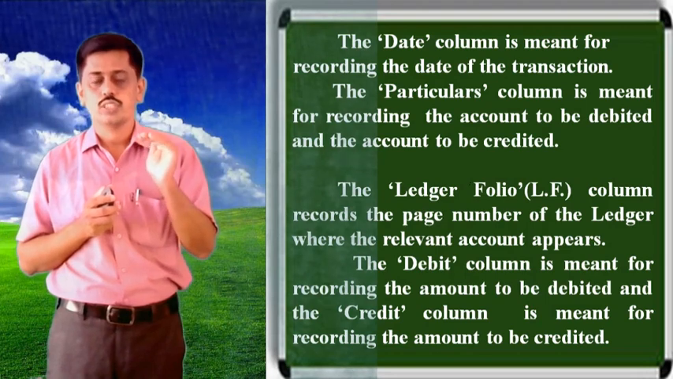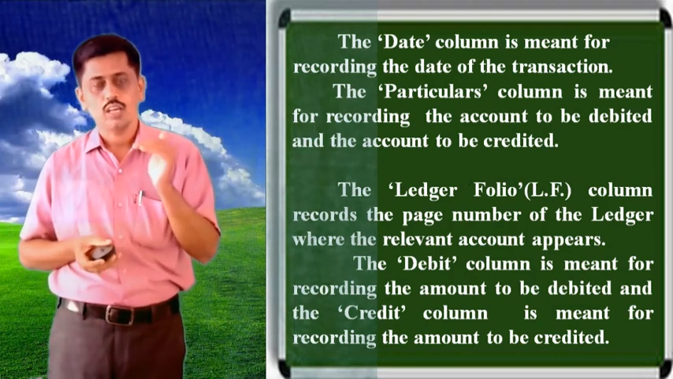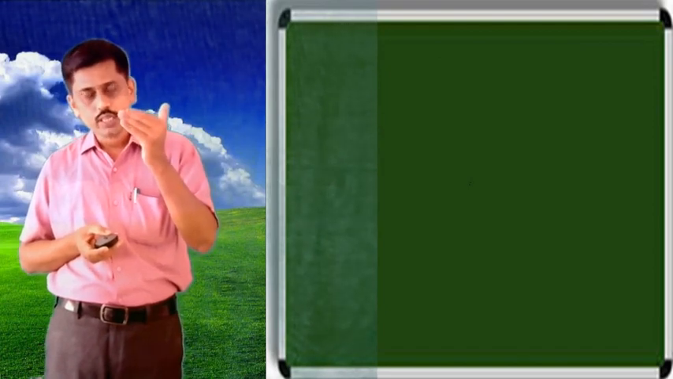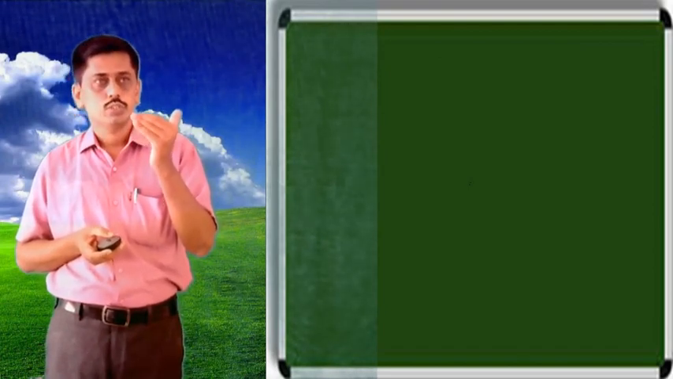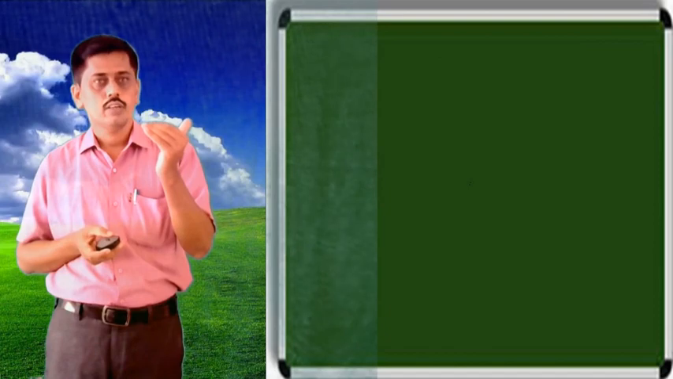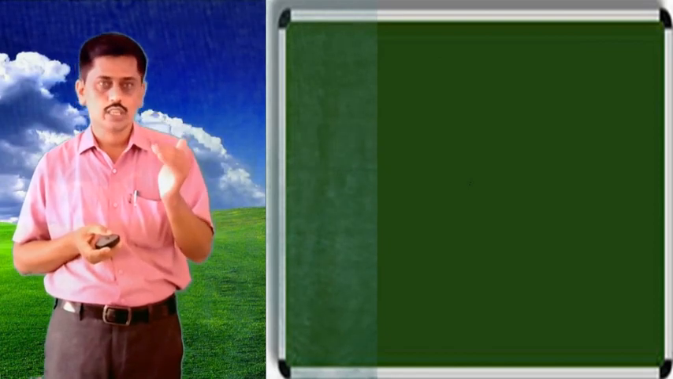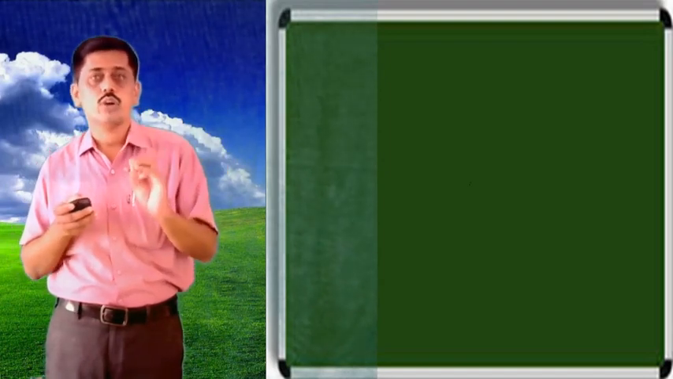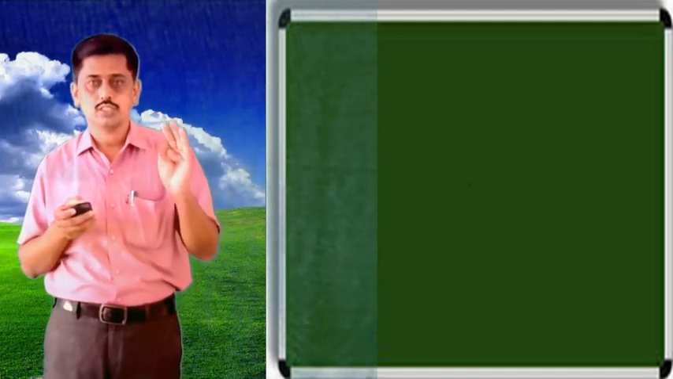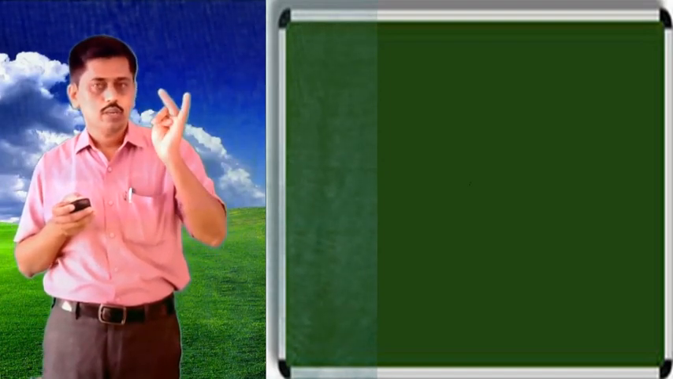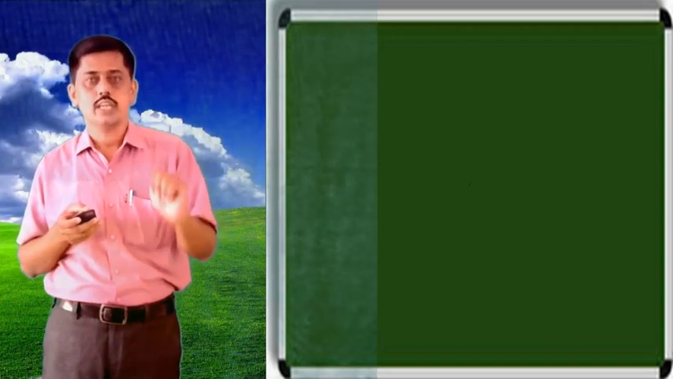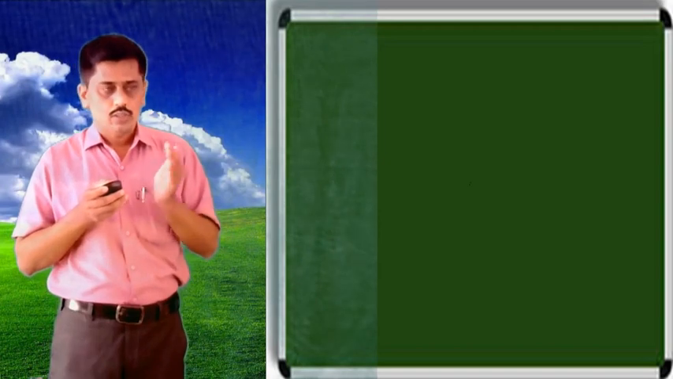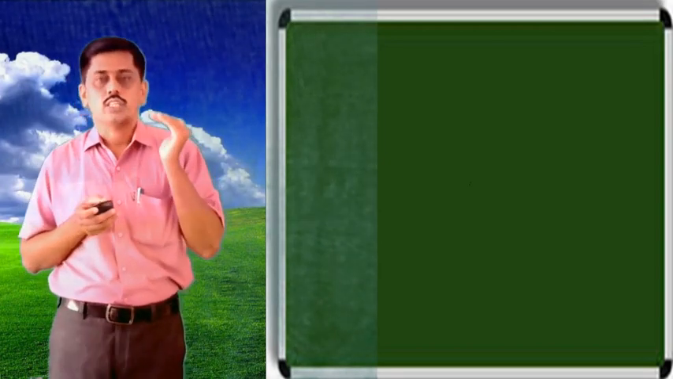Okay, this is the format of journal. Now let me take one example. And before taking the example, you should know how to prepare the journal or how to record the transaction in the journal. First, you have to draw the format. It involves 5 columns: date, particulars, ledger folio, debit, rupees, credit, rupees. 5 columns. Okay, and you will be given with a transaction.